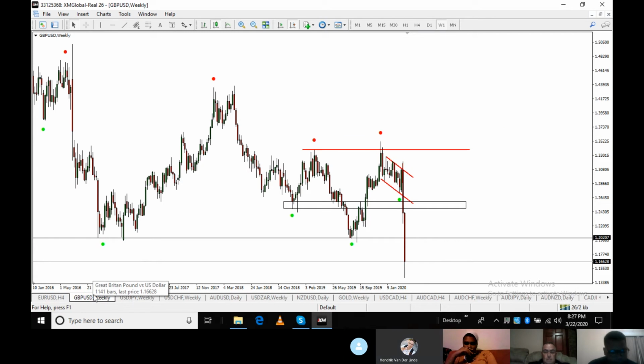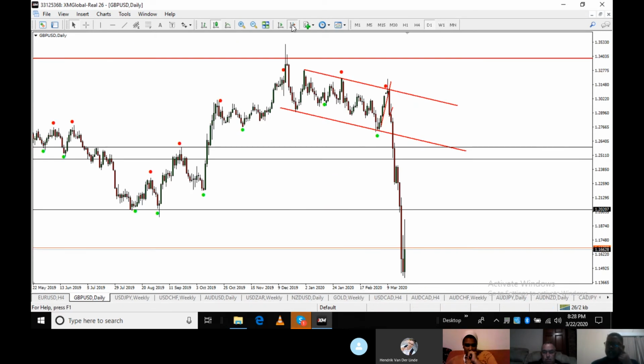GBP/USD, there isn't really much I can say about this one. It took out a significant weekly support zone, as you guys can see over here. Every time price came real close to it, it pushed price off it, and the fact that price came so close to it and pushed off it tells you the integrity and the strength of this line.